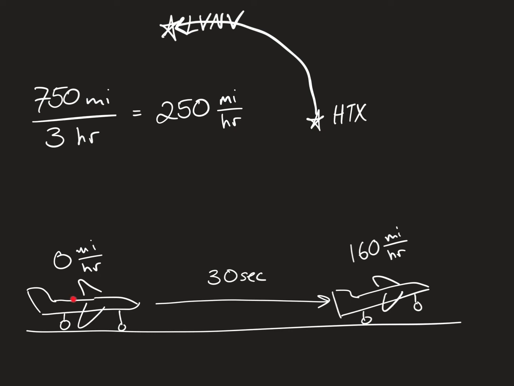At time 0, we're sitting still. It's 0 miles per hour. 30 seconds later, we're starting to take off from the actual Earth, 160 miles per hour at that one point in time.